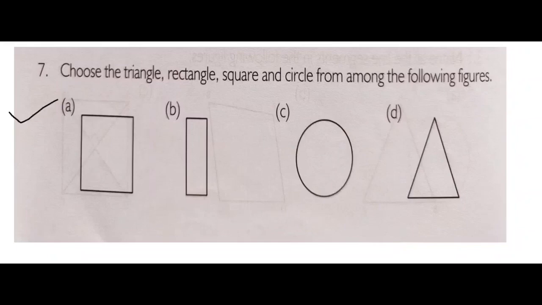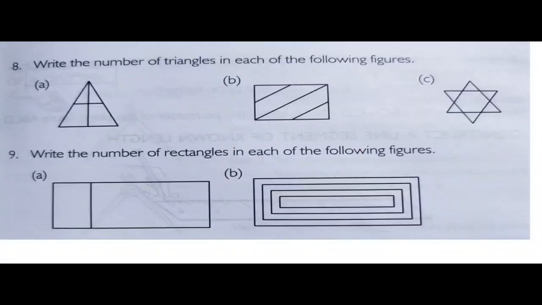Number 7 is your home assignment. It is very easy. You have been doing this from class 2 itself. You have to choose the triangle. You will write the name of each figure below. Now number 8, children. Write the number of triangles in each of the following figures. So you have to count the number of triangles.